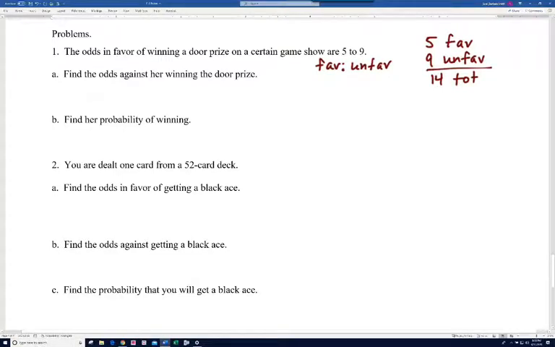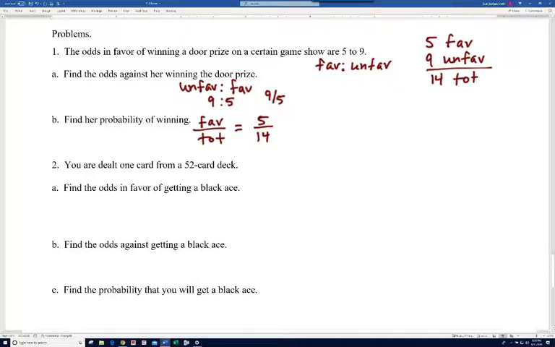So find the odds against her winning the door prize. So we know if the odds in favor are 5 to 9, then the odds against will be the opposite, 9 to 5. Find her probability of winning. Oh, I'm sorry, don't forget, you could write that as a fraction on A. Probability of winning, it's the number of favorable divided by total outcomes. So here it would be 5 out of 14, 5/14.